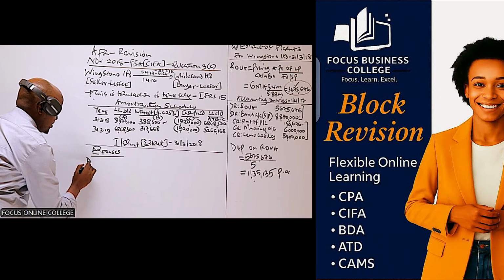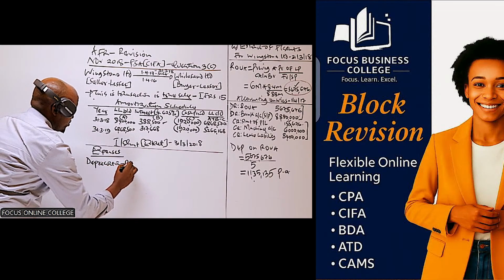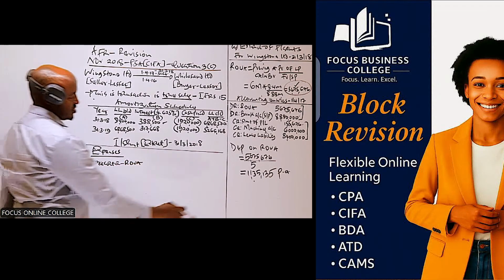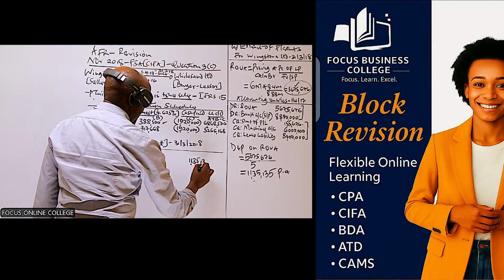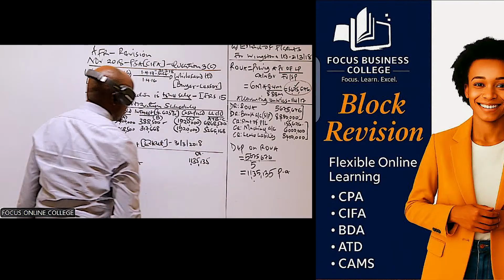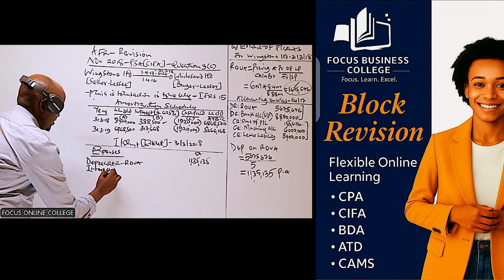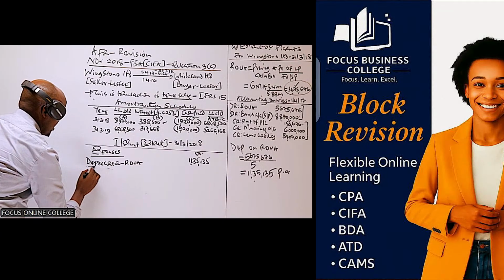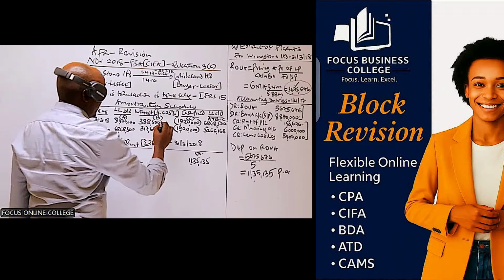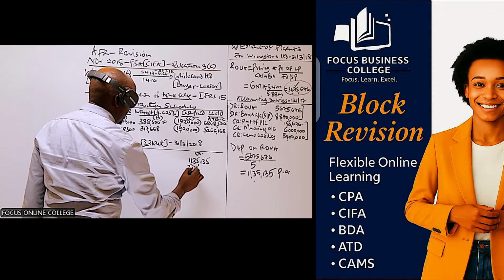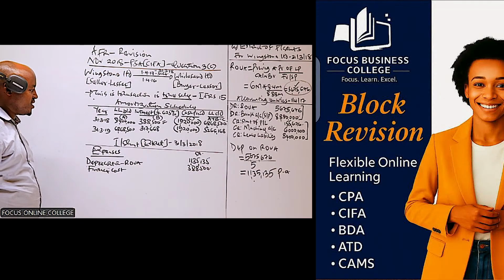So the first one is the depreciation on the right of use asset, which is 1,135,135. And then we also have the interest. This interest will be taken to the income statement as part of the finance cost. So finance cost of what? Of this one, that is 388,500. Yes, so that is what was supposed to be recognized in the income statement.